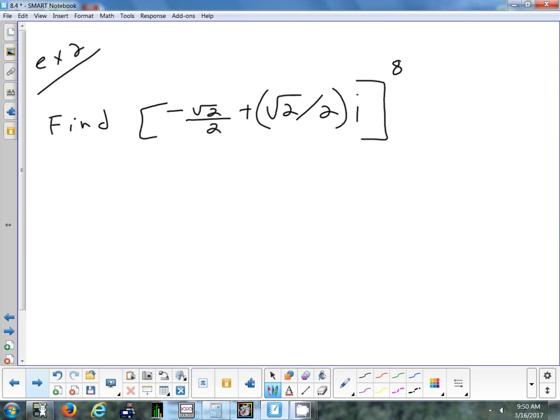All right, so I want to find that number raised to the 8th power. This is getting to the point where you couldn't even probably do this in standard form because it would take so long to really do it out. So let's start with my radius. What do you get when you square negative root 2 over 2? Well, when you square anything, you always get a positive.